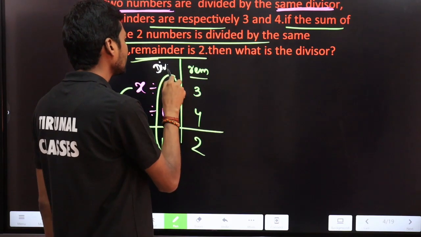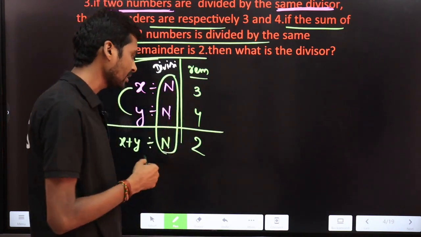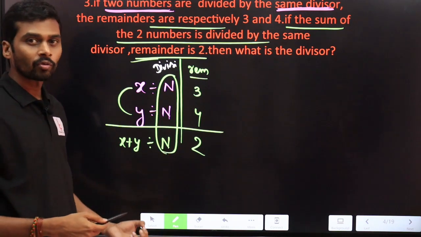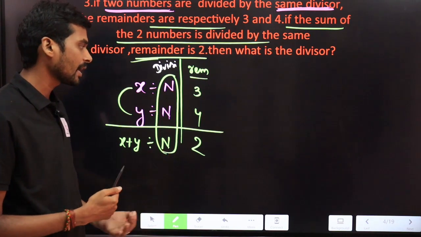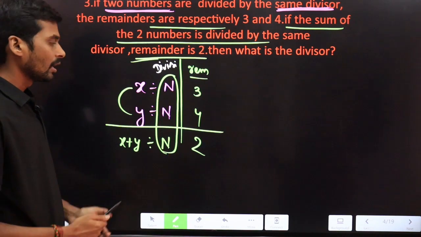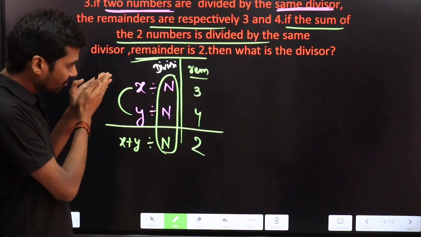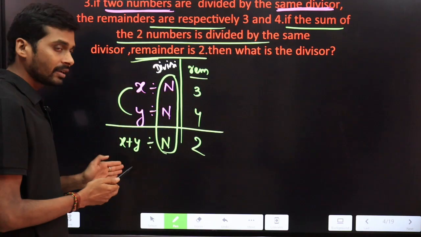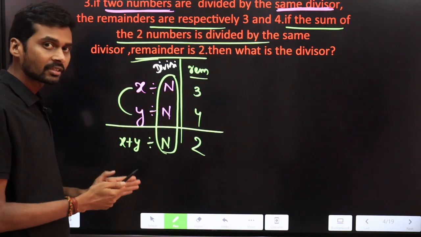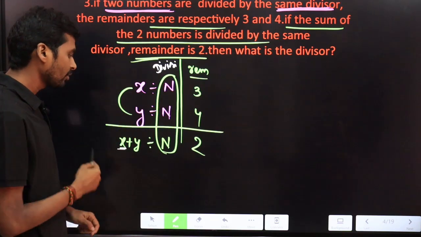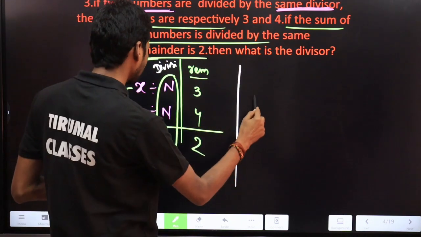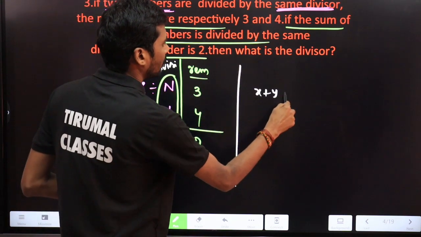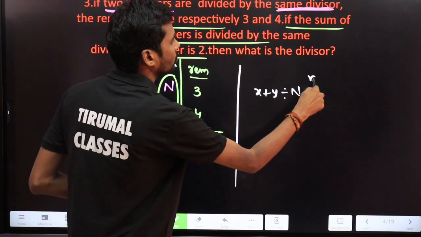So this is the divisor when we are assuming the divisor is n. Then we are now supposed to find out what is the divisor, which is nothing but n. Again, as we know the rule, when we are dividing different numbers with the same divisor, the respective remainder itself is considered as the numbers. So for x I can take the number, x plus y divided by n, the remainder is 2.